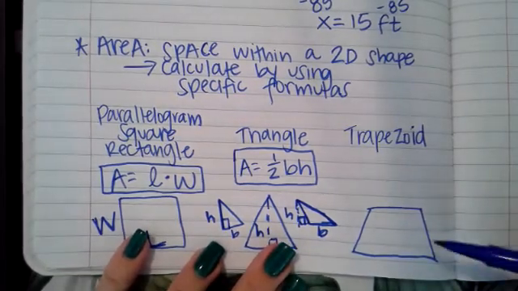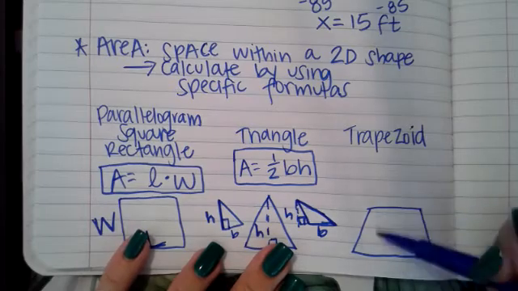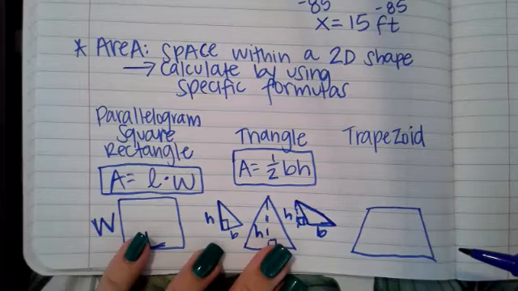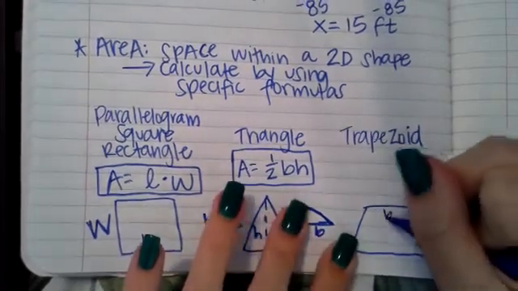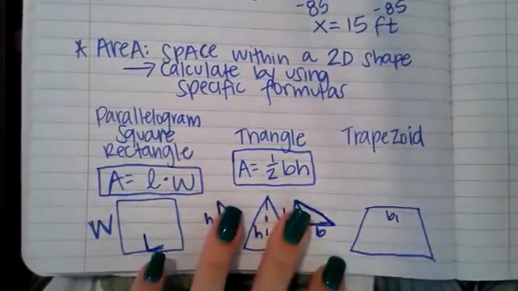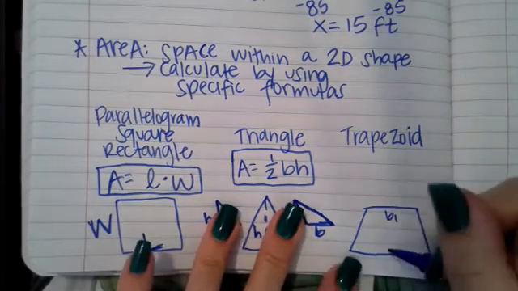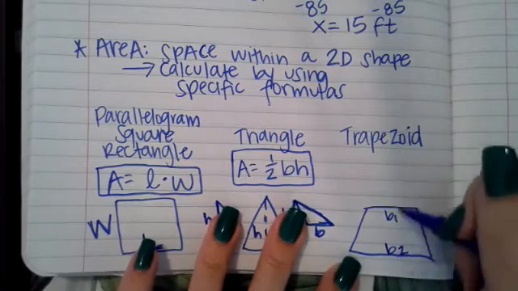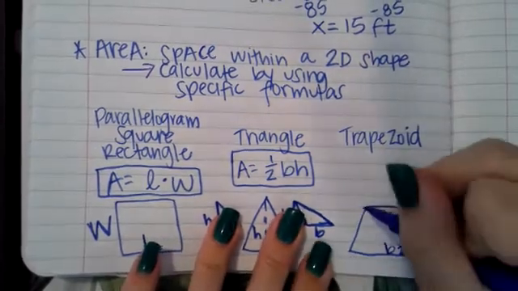To be classified as a trapezoid, it just has to have one set of parallel lines. In this case, it kind of has two. So in a trapezoid, we have two bases, technically. Typically we label the top base base 1, and we write it with B and a little 1 next to it. And we label the bottom base base 2. So we have these two bases in a trapezoid. And again, we also have a height.